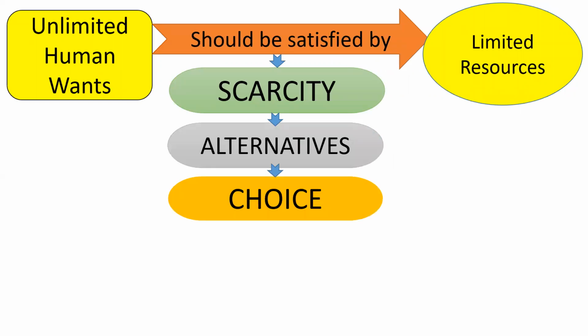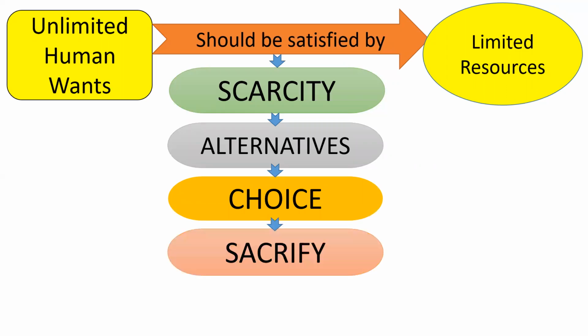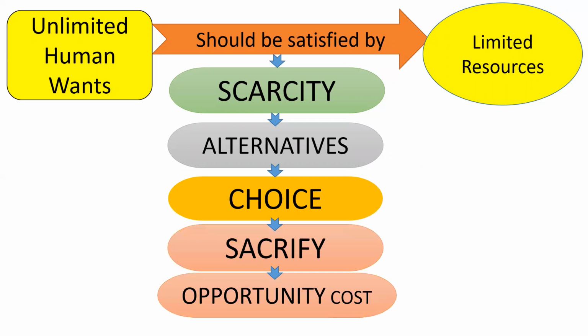You have to connect it with alternatives. You have to make a choice. You have to say what is choice. When you make a choice, you sacrifice the next best alternative, facing a loss called opportunity cost. This entire process has to be explained. Each and every concept has to be defined in the para. Scarcity, alternatives, choice, definitions are important in the answer. Okay.